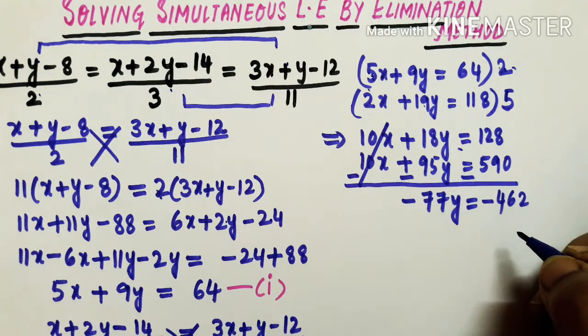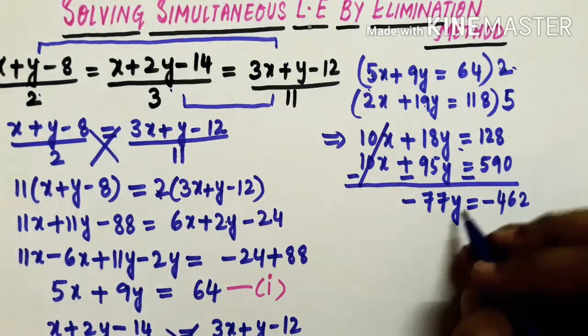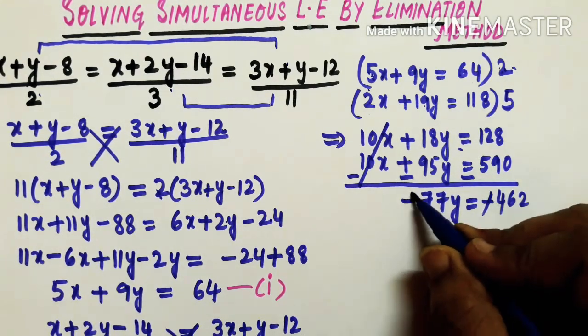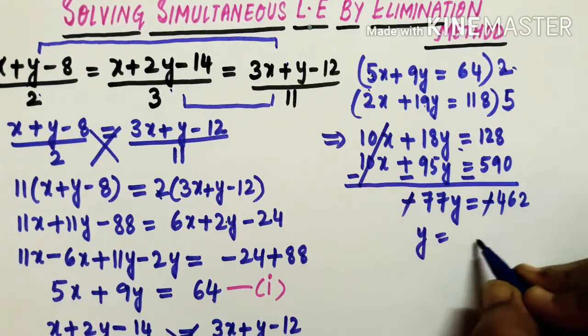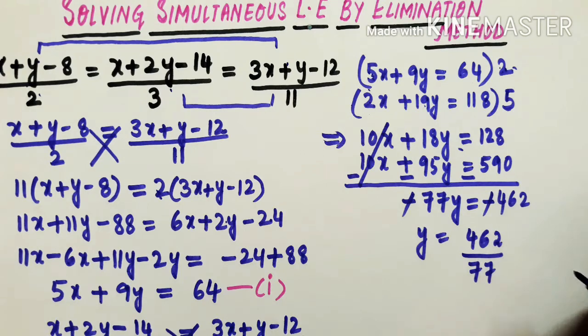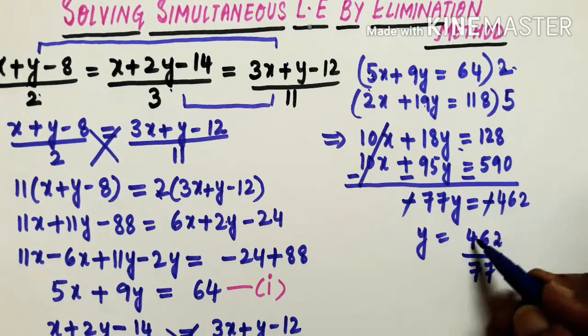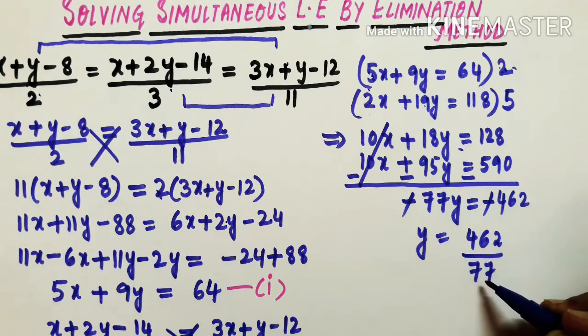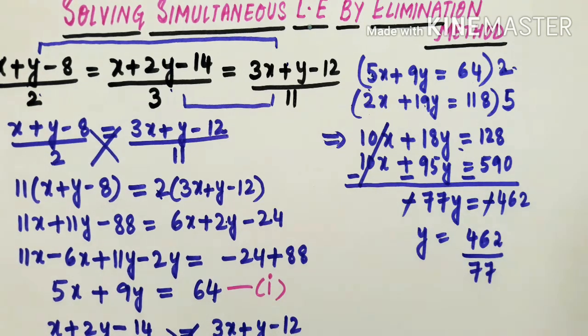so it will be 6 and 4. Okay, something you will get 462. Now minus and minus, then y equals to 462 divided by 77. Okay, now let us try to cancel this. 77 and 462, can we do it with the 11 table?